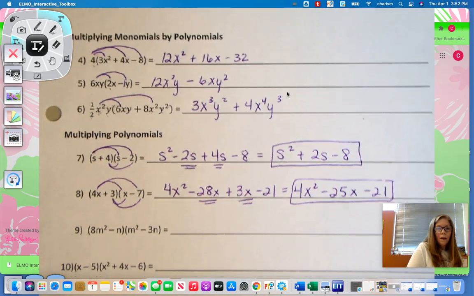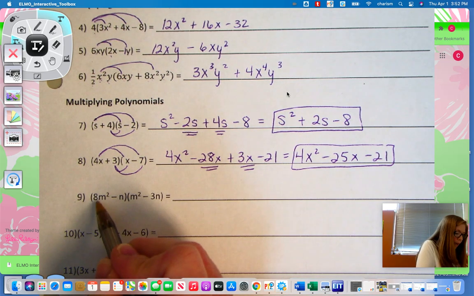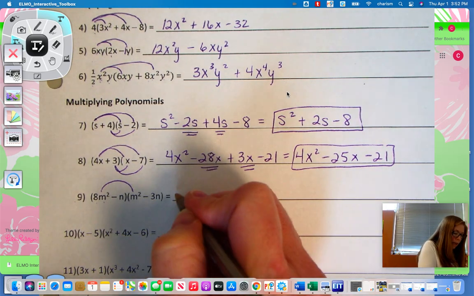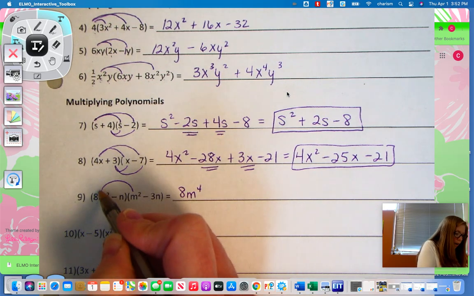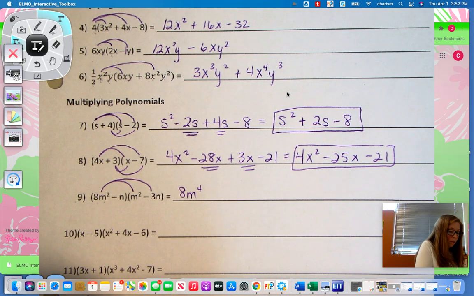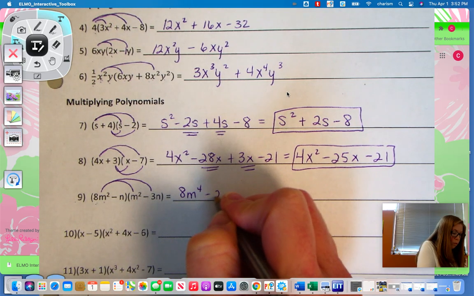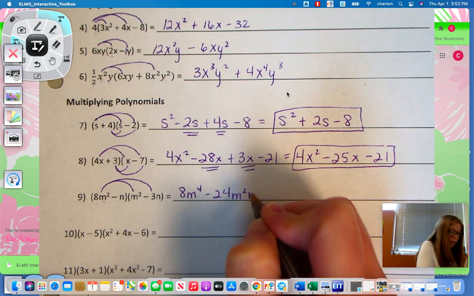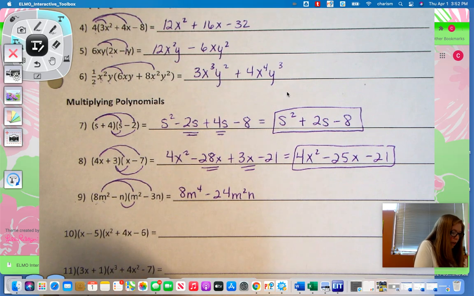All right. Number 9, we're going to go ahead and multiply. 8m squared times m squared is 8m to the 4th power. And then we've got 8m squared times -3n. So be careful, it's a negative. So 8 times -3 is a -24 m squared n. This one's kind of fancy. And then -n times an m squared.